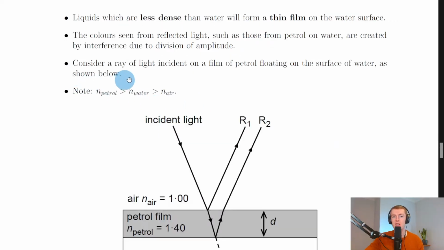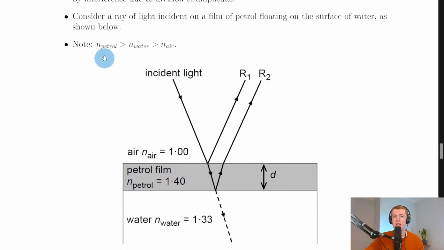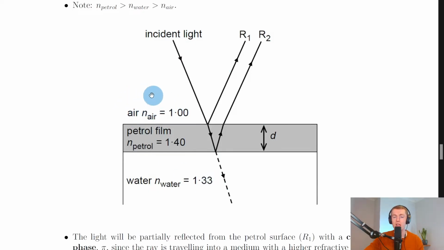It then says, consider a ray of light incident on a film of petrol floating on the surface of water as shown below. And you should note here that the refractive index of the petrol is greater than the refractive index of the water, which we know in turn is greater than the refractive index of air. So if we look at the picture here, we've got our air, which has a refractive index of 1, then our thin film of petrol, which has a refractive index of 1.4, and then our water, which has a refractive index of 1.33. So you can see we're increasing in refractive index from air to the film, but then we're decreasing in refractive index from the film to the water.